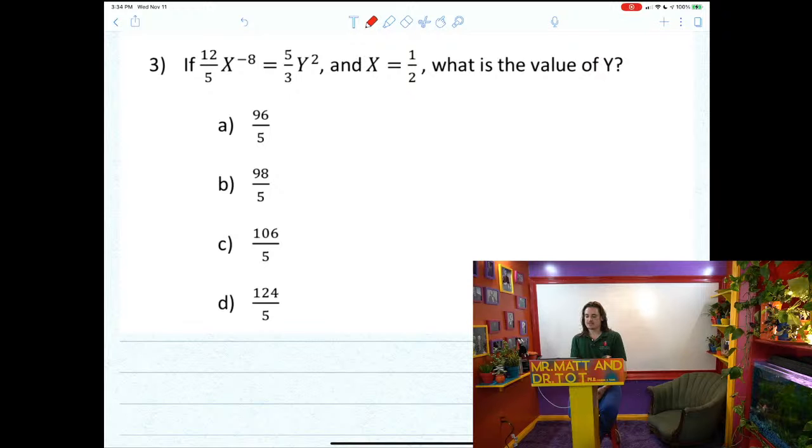Number 3 says, if 12/5 times x raised to the negative 8 power is equal to 5/3 times y squared, and x is equal to 1/2, what is the value of y? A is 96/5, B is 98/5, C is 106 divided by 5, and D is 124 divided by 5. So same type of process. First substitute in the given value that they provide for x, then use the rules of exponents to simplify, or algebra, to simplify for y. Get y by itself. I'll give you 3 minutes, and then I'll give you the answer.